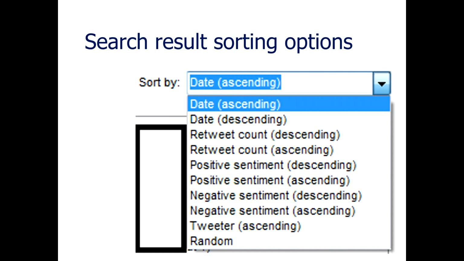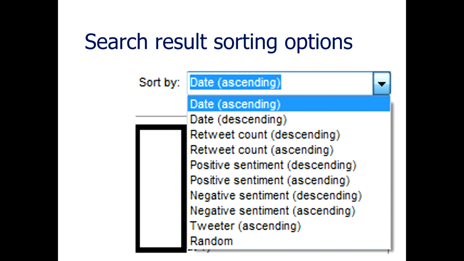And the default sorting is date ascending, but you can pick a different sort order if you like. So you can have date descending, the most recent first. You can sort them in order of retweet counts, ascending or descending, positive sentiment, negative sentiment, or tweeter name alphabetically in order of tweeter name, a bit of a strange one. And you can also sort them randomly.